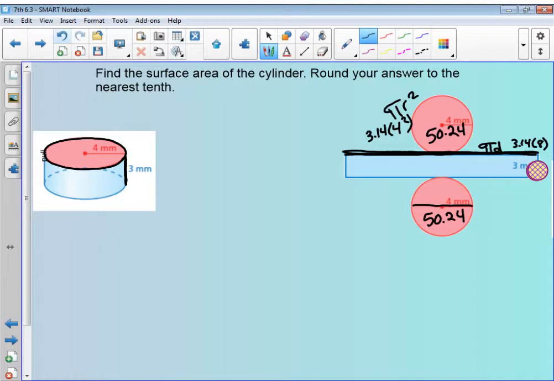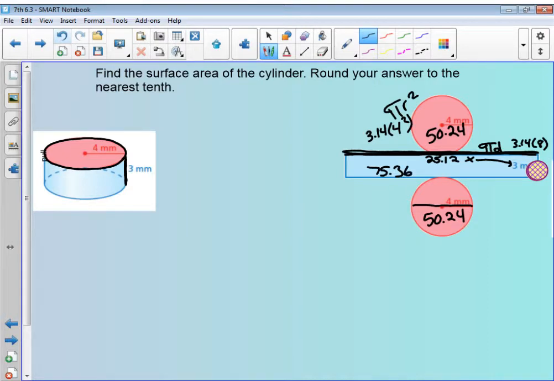So 3.14 times 8, whoops, gives me, for this length here, 25.12. Now I have to take that times the 3. So times 3. For my answer for this blue rectangle is 75.36.